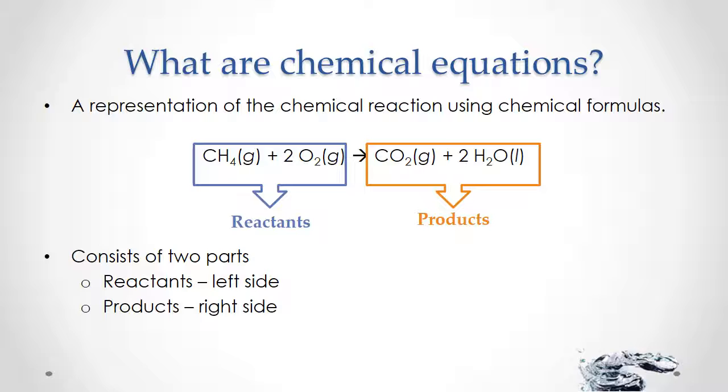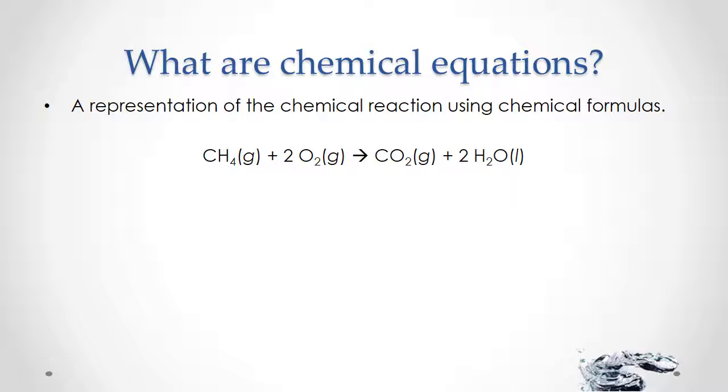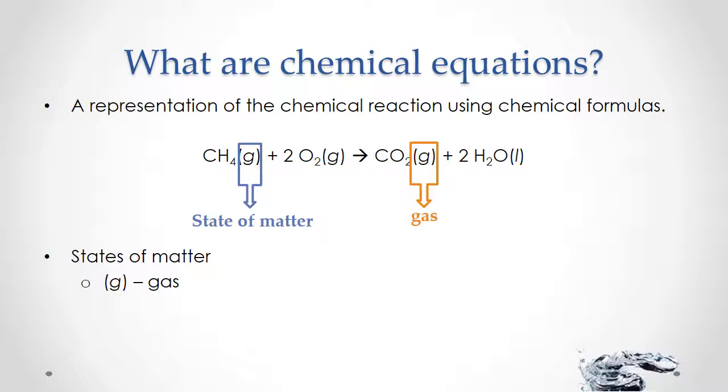You'll notice though that with the chemical reactions, there's some little symbols next to the molecules. Those are going to be the states of matter. If we put a G in parentheses, that's going to signify a gas. An L in parentheses is a liquid. An S in parentheses is a solid.